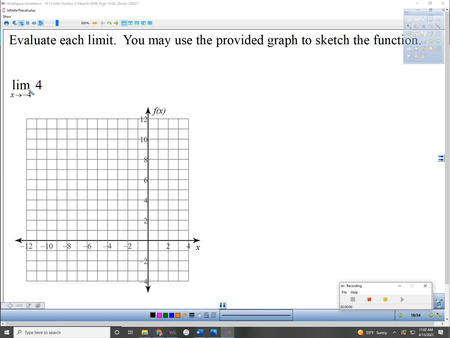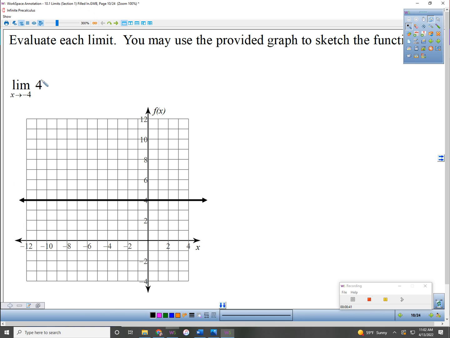So my graph is just 4. This is just y equals 4, so I know that I have a horizontal line at 4. It'd be helpful if I could draw a nice line. Okay, so a horizontal line at 4. And this is saying, what is the limit as x approaches negative 4?